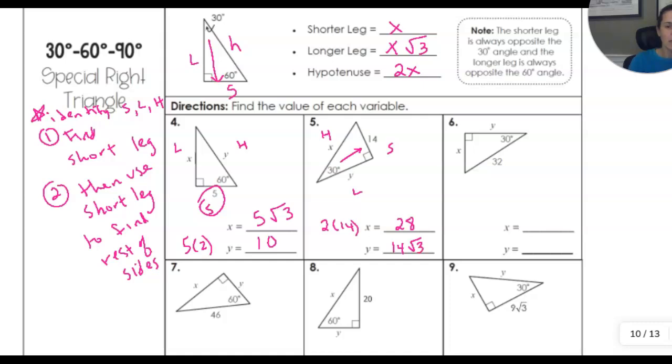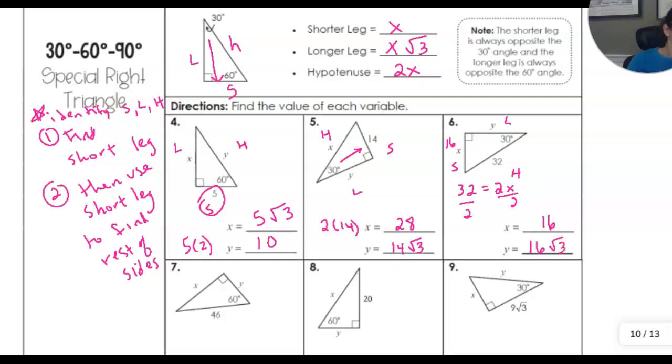In number 6, label your sides. We have 32 is the hypotenuse, x is the short side, and y is the long side. So we have to go backwards now. We have to use the hypotenuse to find that short side. And if I have to multiply to get the longest leg, then I would divide to get the shorter leg. So I would have 32 is equal to my rule, 2x, so 2 times that short side. So I divide by 2 on both sides, and that would get me 16. So that's my short side. Well, using your short side, we multiply it by radical 3 to get the long leg.